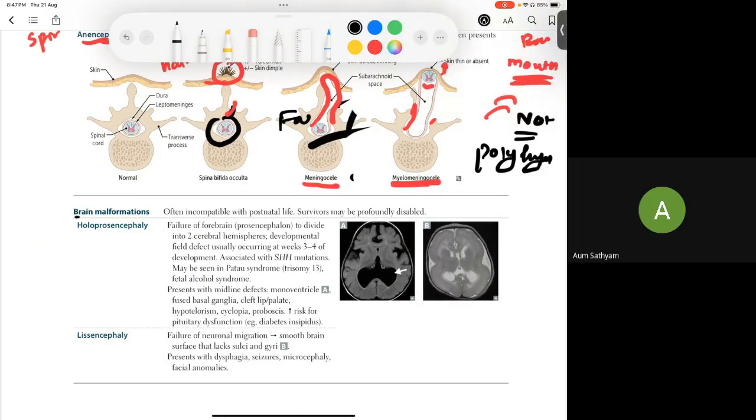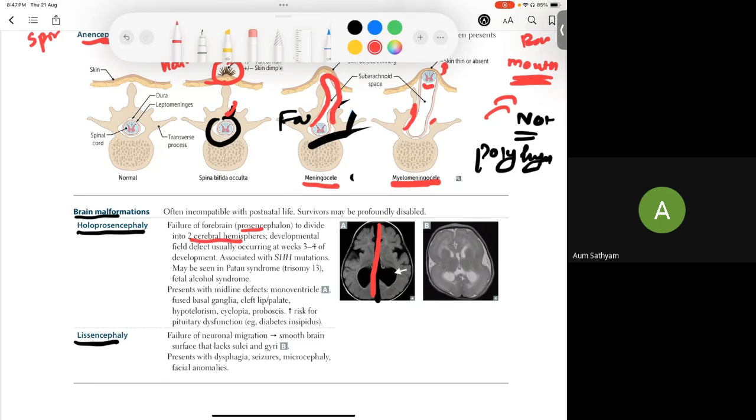So the next topic is brain malformation. The first one is holoprosencephaly and the other one is lissencephaly, right? What happens in holoprosencephaly? It's a failure of the forebrain to divide. So normally we know that the forebrain divides into two hemispheres, the right and the left, right? But if we have failure of the prosencephalon, the forebrain, as we discussed in our embryology, to divide, we will be having a defect in division into two cerebral hemispheres.